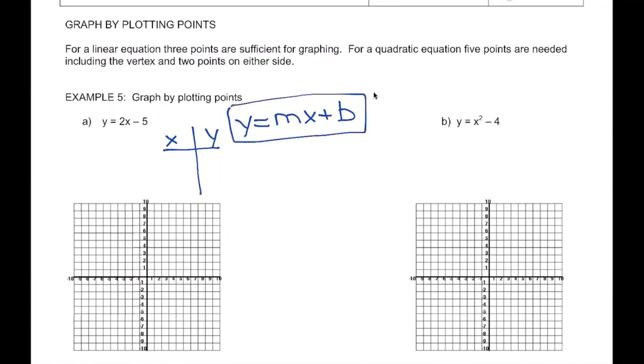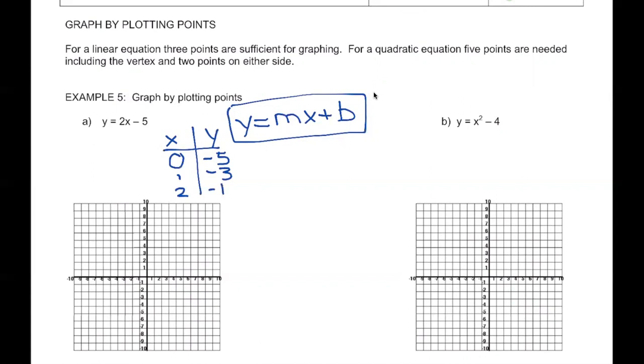If you want to make a table, just plug in values. 2 times 0 is 0, minus 5 is negative 5. You could plug in 1, 2 times 1 is 2, minus 5 is negative 3. You could plug in positive 2. 2 times 2 is 4, minus 5 is negative 1, and then you could graph those points.